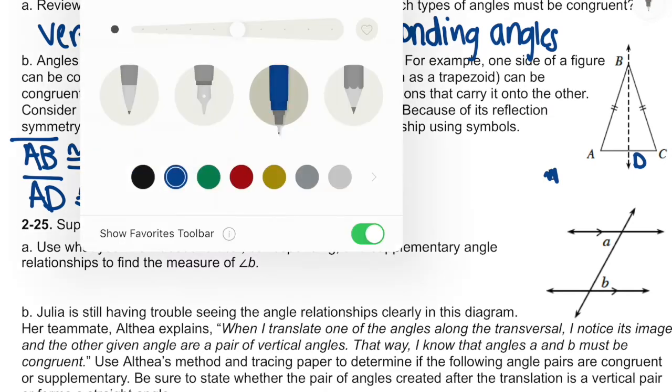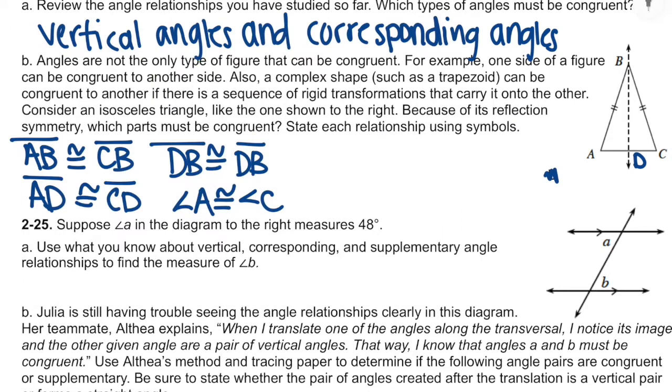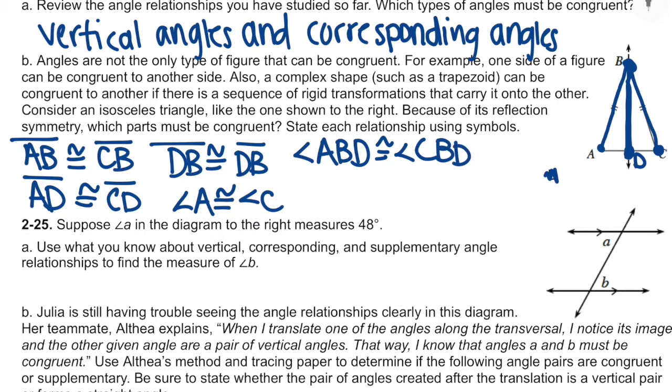And then let's go back to our color. Then if we want to talk about the B's, there's a lot of B's going on. So I'm going to say angle A, B, D. So I'm following the dots, is congruent to angle C, B, D. Connecting the dots in that order will create those angles. All right, let's move on.